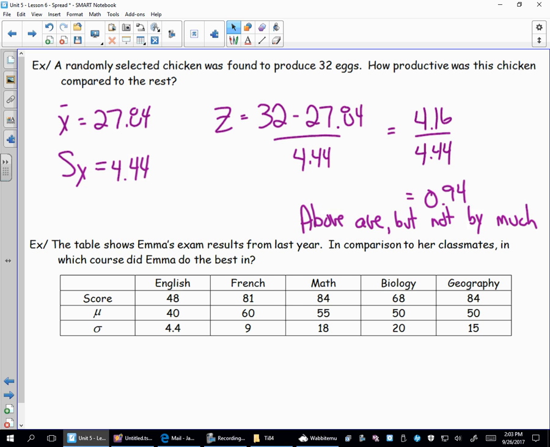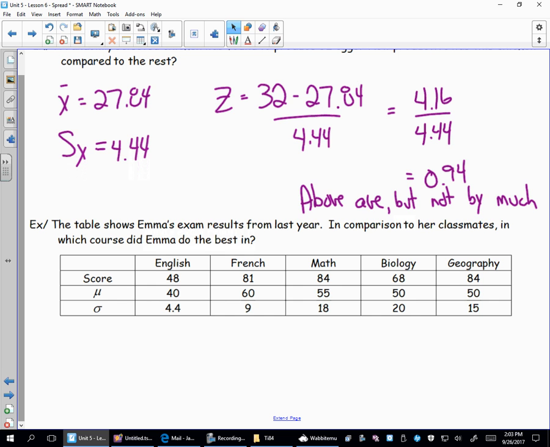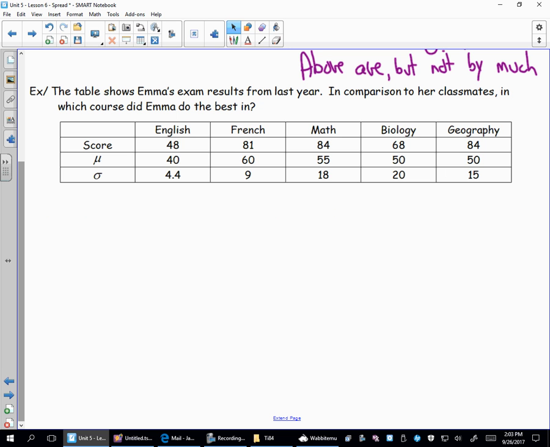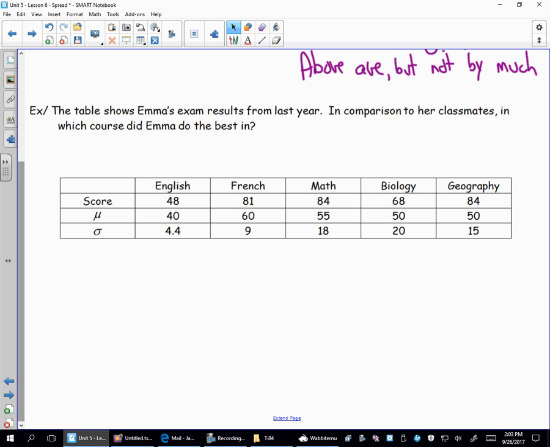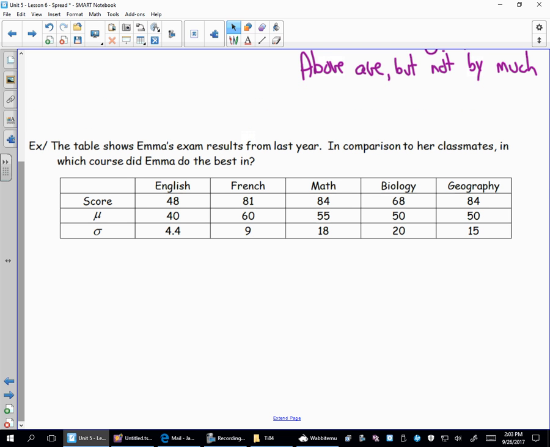Okay, let's take a look at the next example. We got Emma. This table shows Emma's exam results from last year. In comparison to her classmates, in which course did Emma do the best? Now, notice it was said in comparison to her classmates, because by herself, if I look at Emma's scores, obviously the best mark is math, right? She got 84. That's awesome. But it's relative to her classmates.